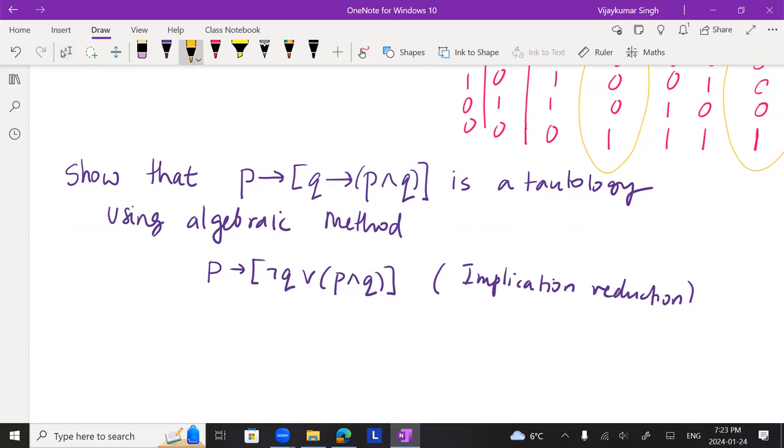Now, let me see. So this is an OR and this is an AND, right? So now I have to do what? If I have to combine them, I can use distributivity. Okay, so let's use distributivity. So I have again, P implies negative Q or P and negative what? And Q.